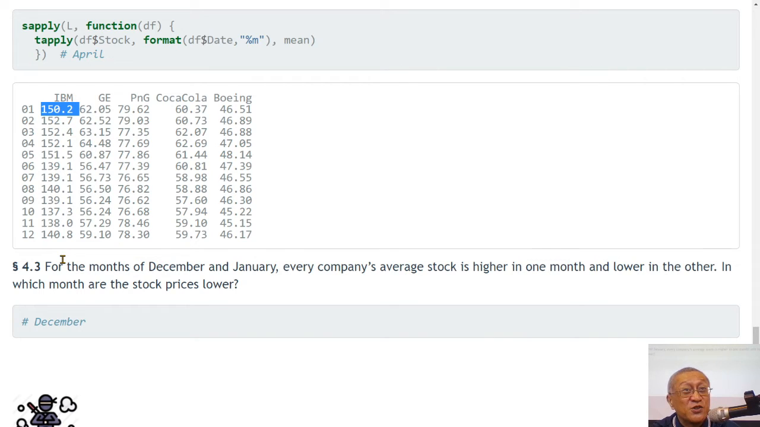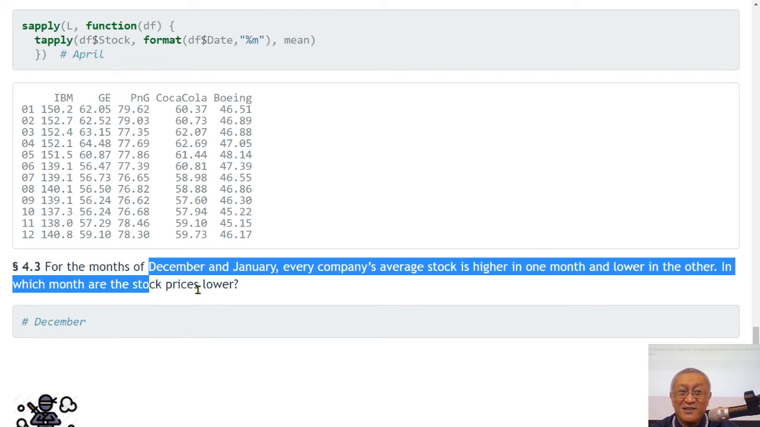So if you want to buy stock, you buy it in December and sell it in January, then most of the time you will earn money, right? Okay.